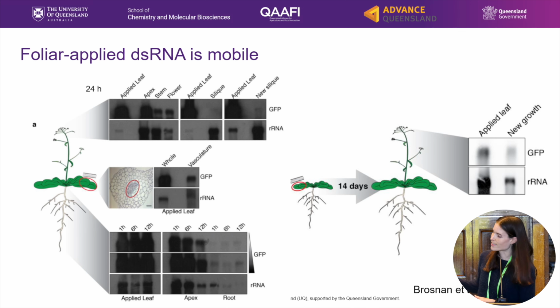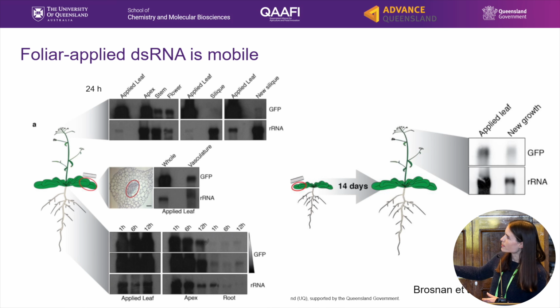Sorry, it's a bit hard to see the screen from here. But basically, he could detect the double-stranded RNA in those distal tissues 24 hours later. And in the roots, we actually looked at some earlier time points. We saw the double-stranded RNA move to the roots within an hour. So it seems to move very quickly, at least in this very small plant. And it's maintained as well.